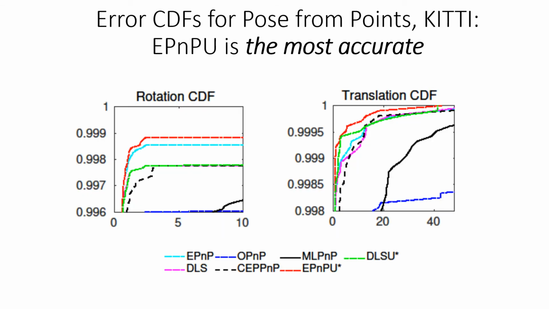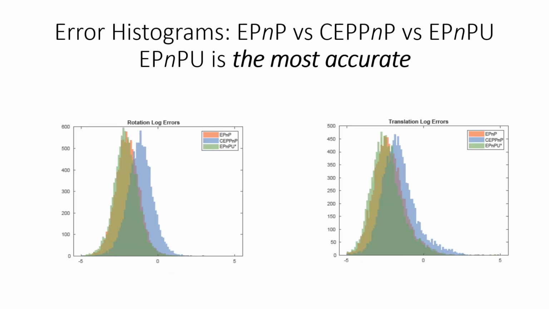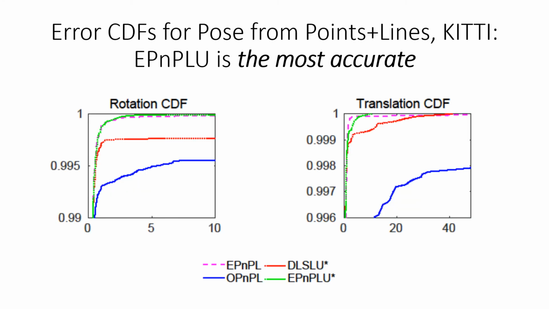The cumulative distribution functions for the real experiments on the KITTI dataset show that the proposed EPNPU method is the most accurate, and the proposed DLSU solver outperforms the original DLS solver. The same holds for the TUM RGB-D dataset as shown in the paper. The error histograms show that in the average case the proposed EPNPU tends to have lower errors than EPNP or 2D uncertainty-aware CEPPnP. The same holds for the line features, where the EPNPLU method is more accurate than the other methods.